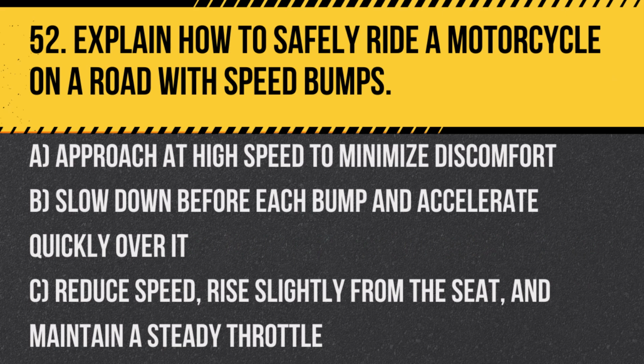Question 52. Explain how to safely ride a motorcycle on a road with speed bumps. A. Approach at high speed to minimize discomfort. B. Slow down before each bump and accelerate quickly over it. C. Reduce speed, rise slightly from the seat, and maintain a steady throttle. Answer. C. Reduce speed, rise slightly from the seat, and maintain a steady throttle. This technique helps absorb the impact and maintain control over the bumps.